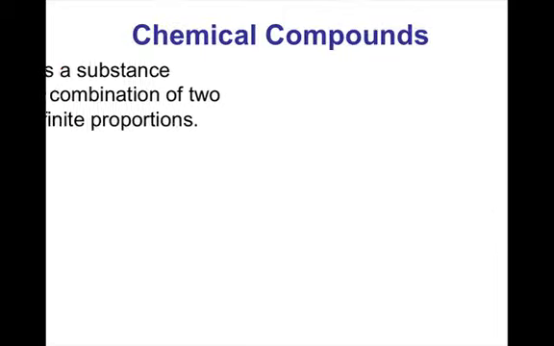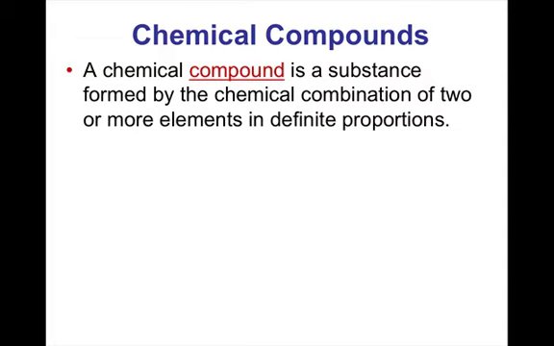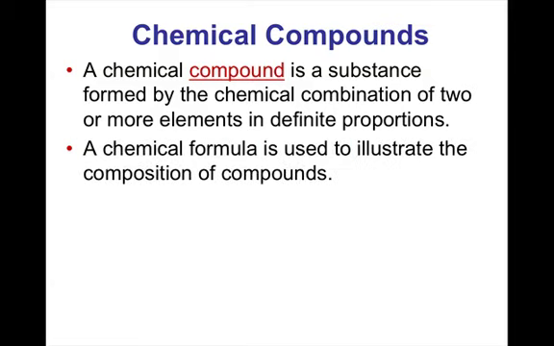Chemical compounds. A chemical compound is a substance formed by the chemical combination of 2 or more elements in definite proportions. A chemical formula is used to illustrate the composition of these compounds. And you worked with a lot of chemical formulas when you were doing physical science. We are not going to use a lot of them in biology, but I just need to review these facts or this information with you.